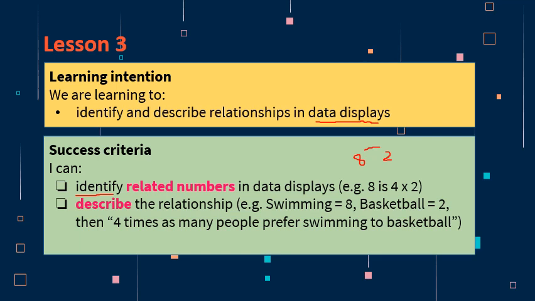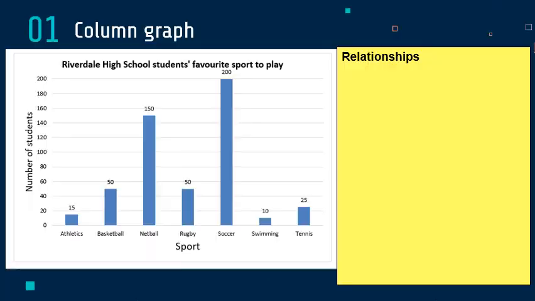Then you need to describe the relationship. So for example, if 8 people liked swimming and 2 people liked basketball, then we can say 4 times as many people prefer swimming to basketball, because we know about that numerical relationship. And there we've got a relationship there that 4 times as many people prefer swimming to basketball. So let's have a look at a few examples now. So let's start off with a column graph.